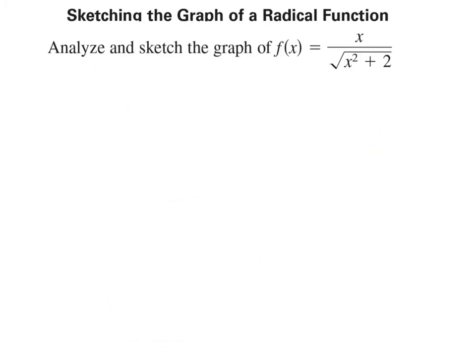And now let's switch gears to radical functions. So let's say I have this function here, x over the square root of the quantity x squared plus 2. So let's analyze what we can and figure out what the graph's going to look like.